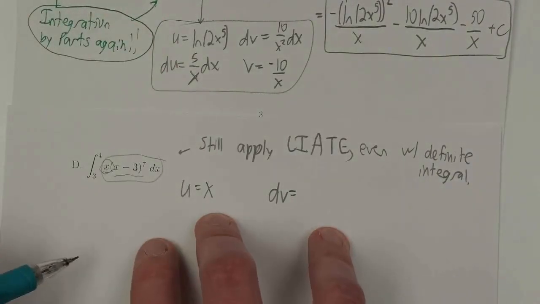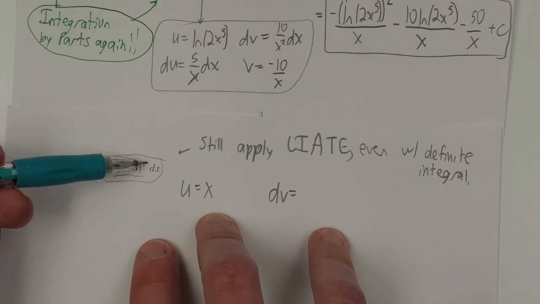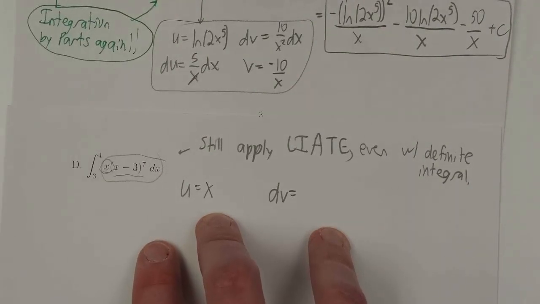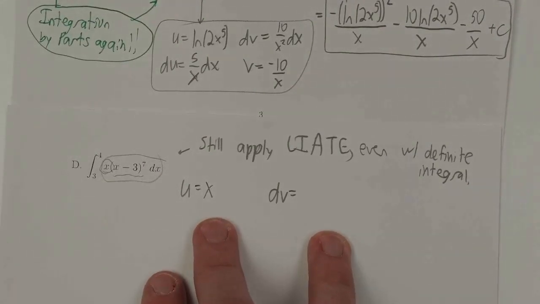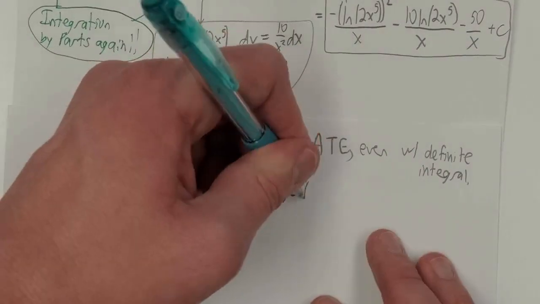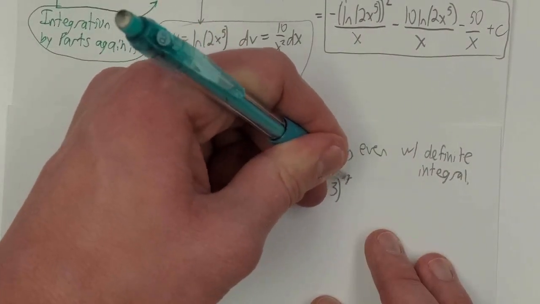Just in case we're in a situation where, say, this ends up being something to the 7 halves instead. That way, in case that more general situation pops up, we can just use u equals x instead. So then dv becomes x minus 3 to the 7th dx.